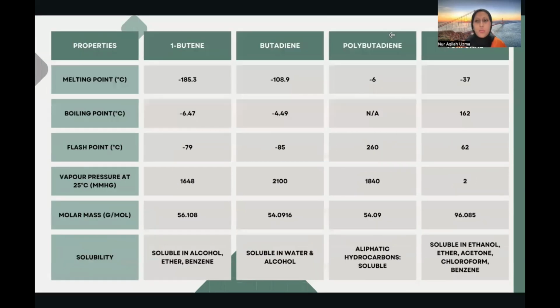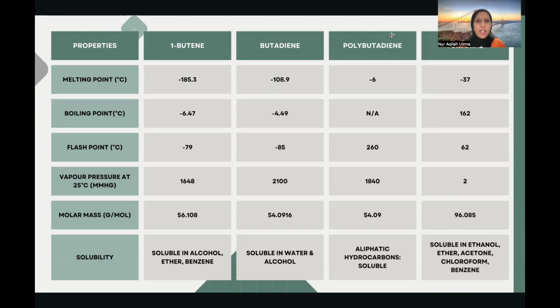Next, 1-butene has a melting point of negative 185.3 degrees Celsius, a boiling point of negative 6.47 degrees Celsius, a flash point of negative 79 degrees Celsius, a vapor pressure of 1,648 mmHg, and a molar mass of 56.108 gram per mole. 1-butene is also soluble in alcohol, ether, and benzene.